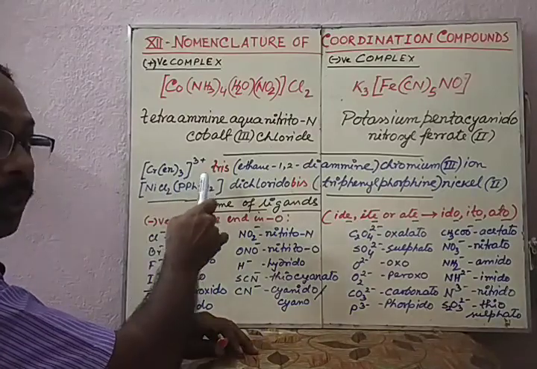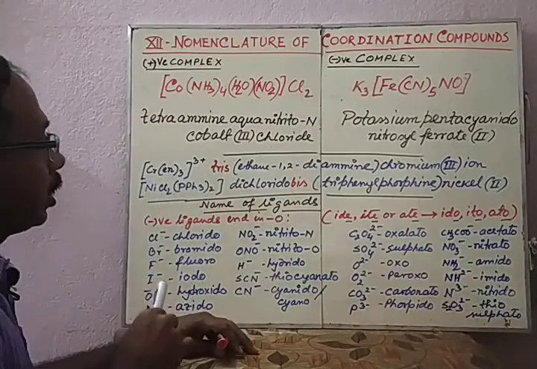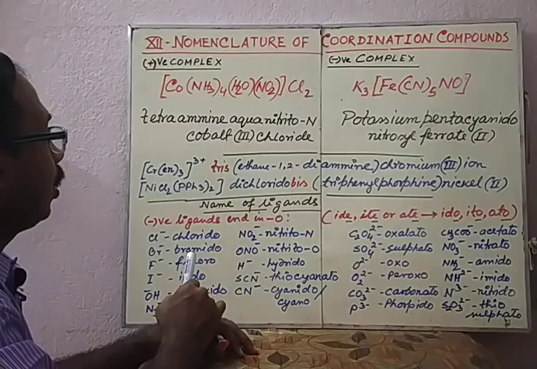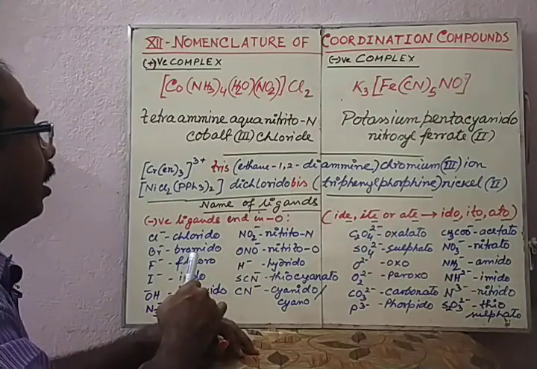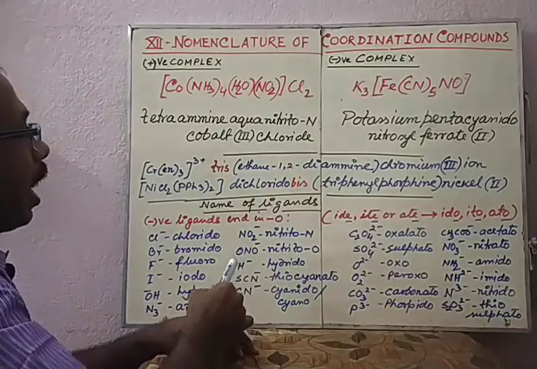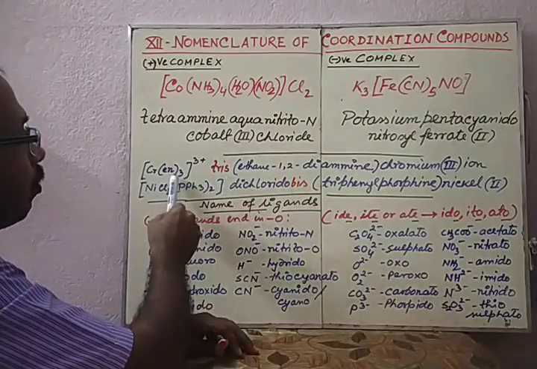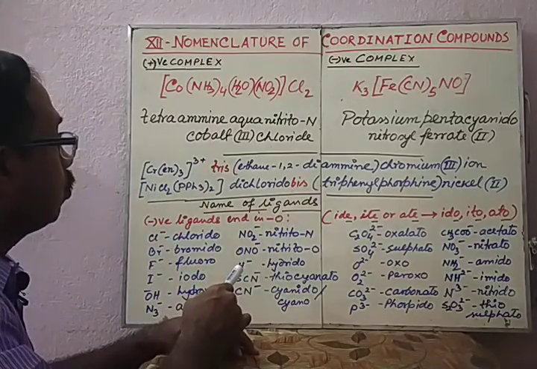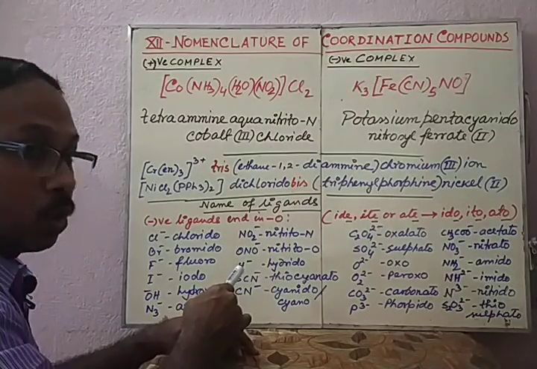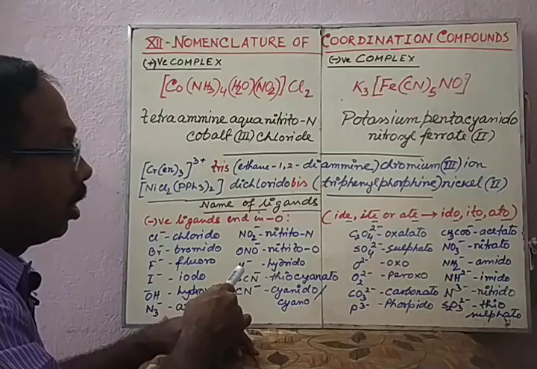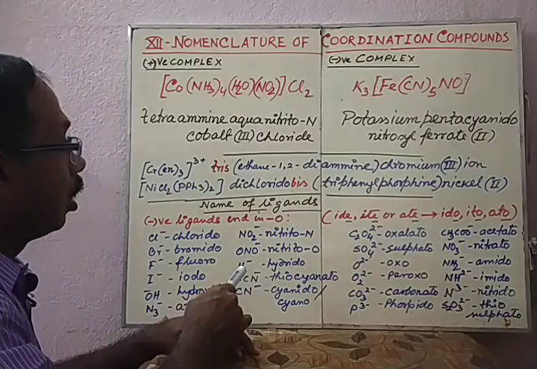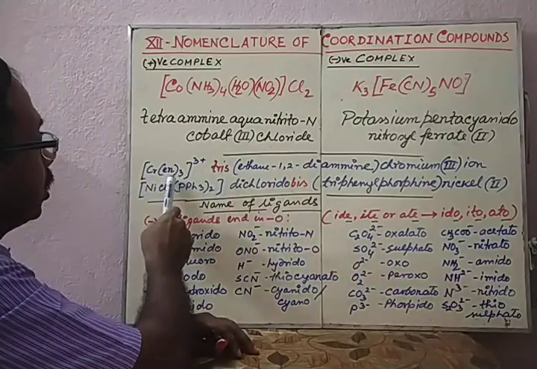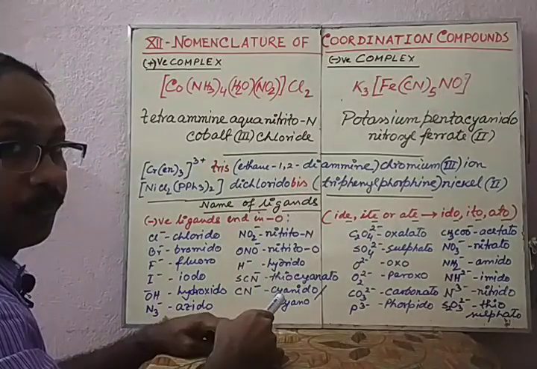Another example I have written here is en. En means ethane-1,2-diamine. Now this en is a complex ligand. So when we write the name of a complex ligand, it is written in parenthesis, and if it is multiple in number, then instead of di, tri, tetra, we use bis for 2, tris for 3, tetrakis for 4, in this way. So this complex is named as tris, this ligand, ethane-1,2-diamine.